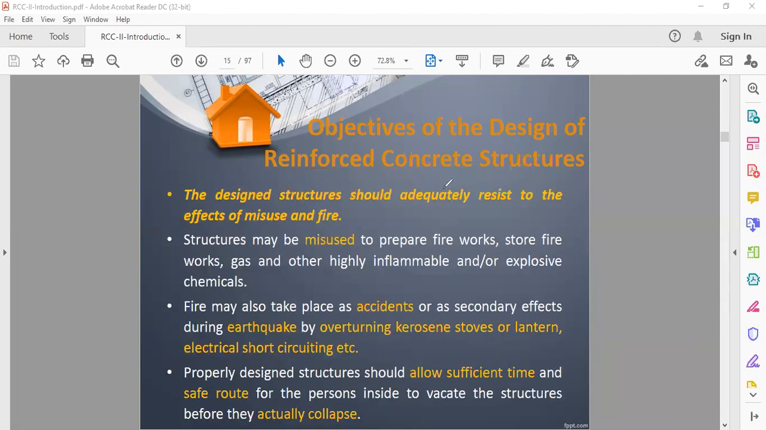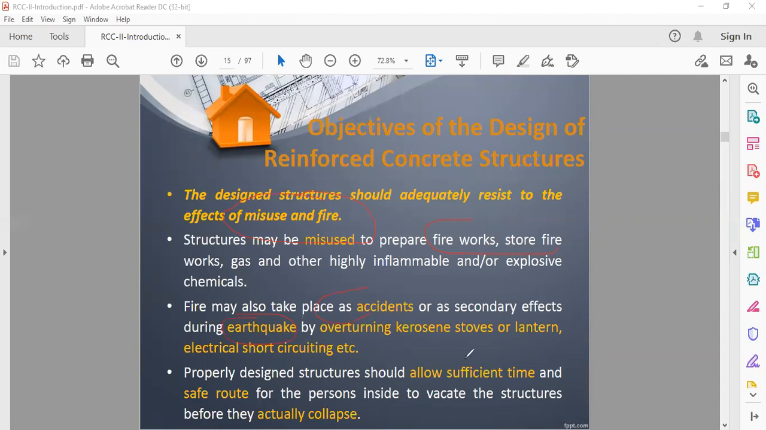Then, the design structure should adequately resist the effects of misuse as well as fire. Sometimes there are things you cannot do much about. But suppose there are fireworks, stove fireworks, gas and other highly inflammable materials, fire may take place and accidents may occur. Or even secondary effects of an earthquake. After an earthquake, this kind of thing may occur. Or by overturning kerosene stoves or lanterns, electrical short circuiting and likewise.